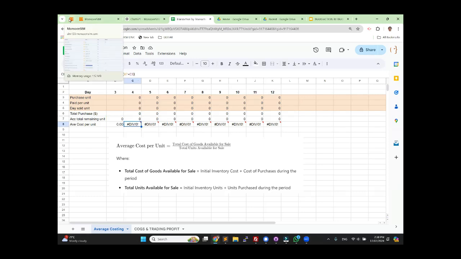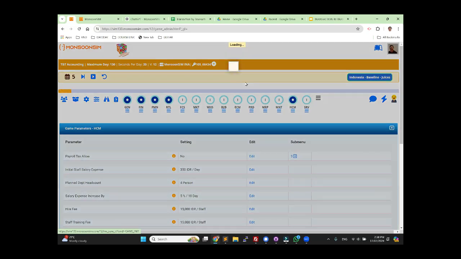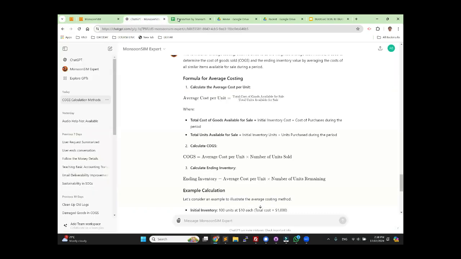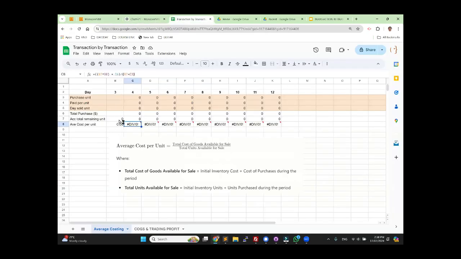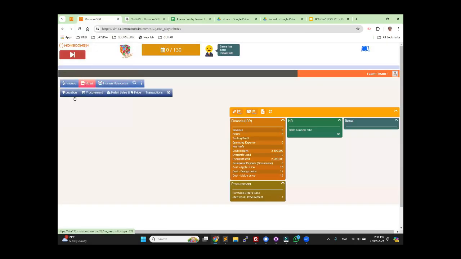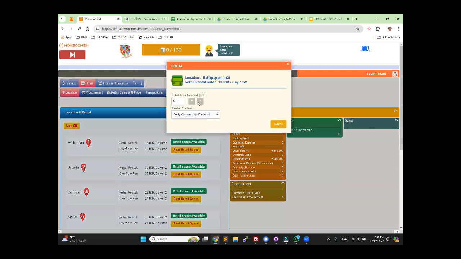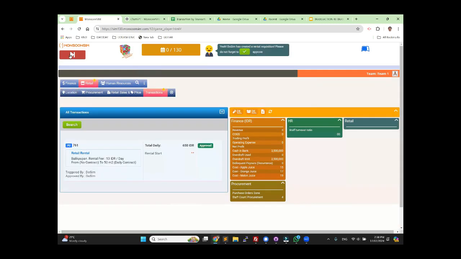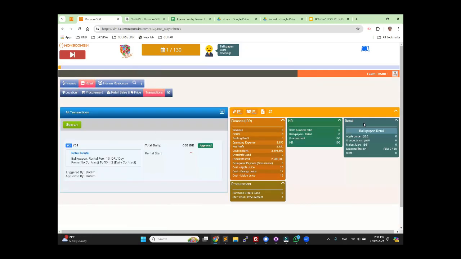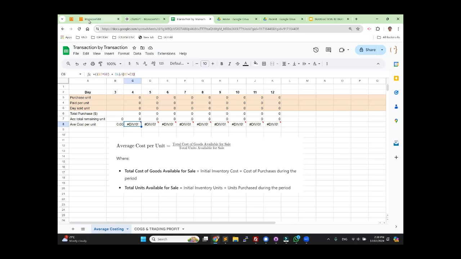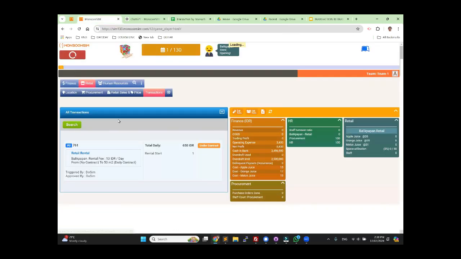Now let's simulate it in MonsoonSIM. Let's restart it from day 0. Now I want to purposely get to the point where on day 3, I have nothing. I'm going to start my day by getting a store, Balikpapan. And then next day, I got my Balikpapan retail. Good. Then I want to have 0 inventory on day 3. That means I'm not going to do anything for 1 day, for 2 days. So until day 3, I have 0 inventory. I haven't bought anything.